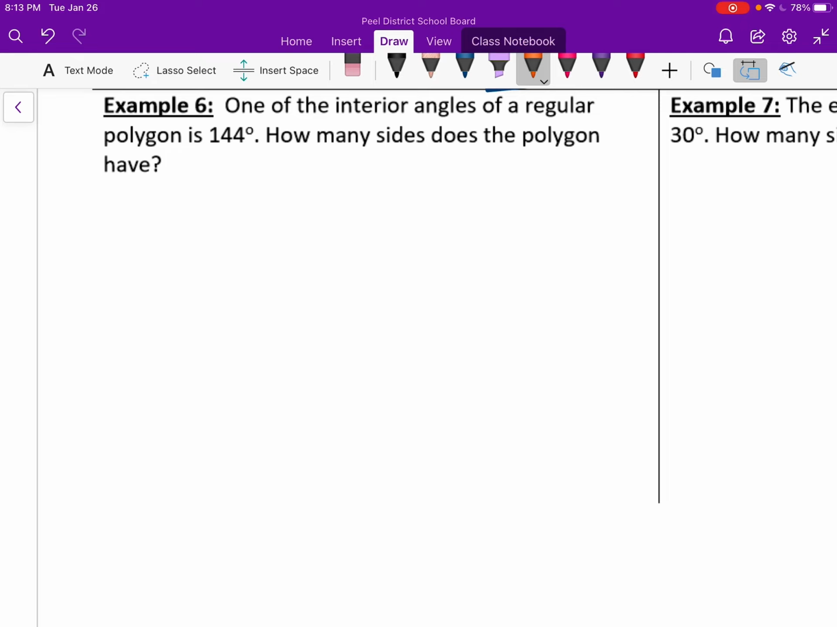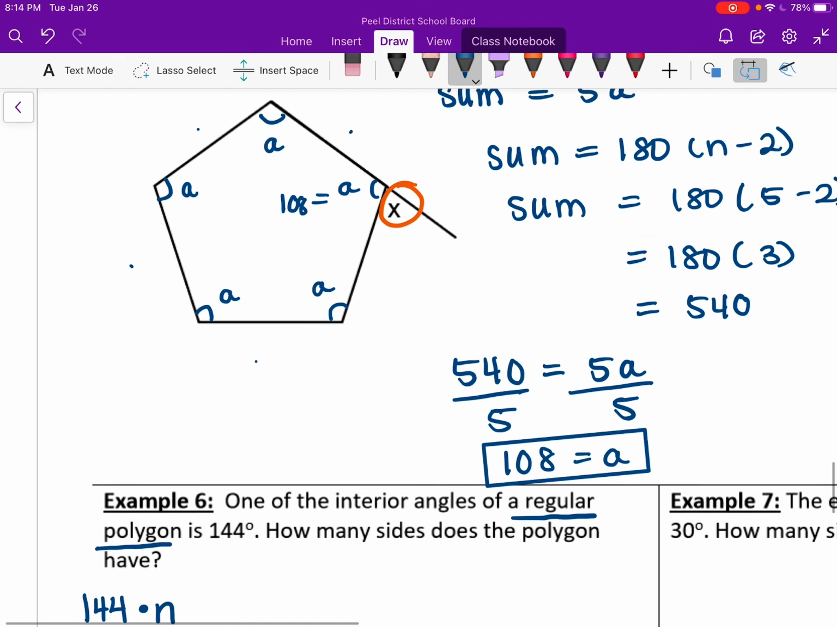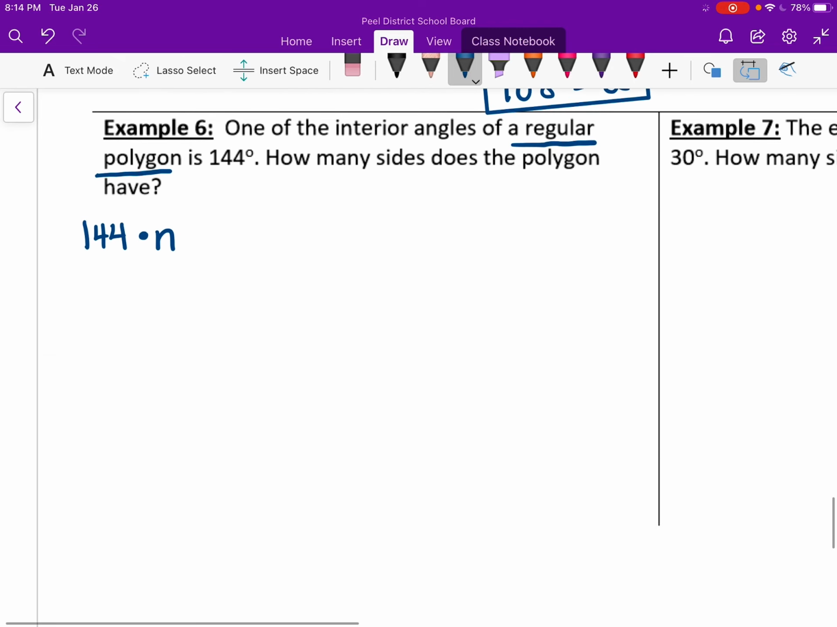All right, welcome back. So one of the interior angles of a regular polygon is 144 degrees. How many sides does this polygon have? And right off the bat, this question feels like, how am I even supposed to know that? Right? But let's break it down logistically. If it's a regular polygon, that means that 144 is going to be multiplied by every side that's in there, because there's going to be however many angles. If you look back here, it's 5 sides, 5 angles. So here, it's going to be 144 times the number of sides, right?